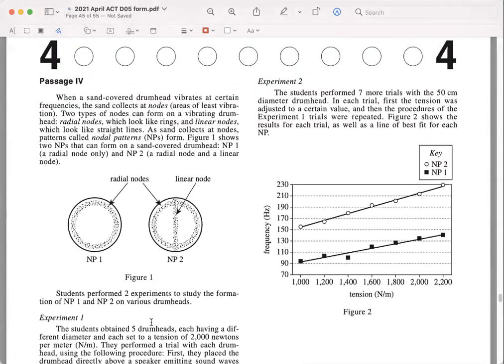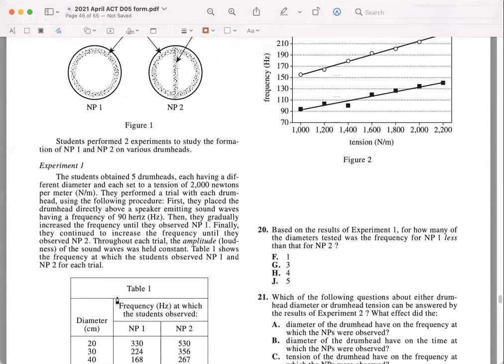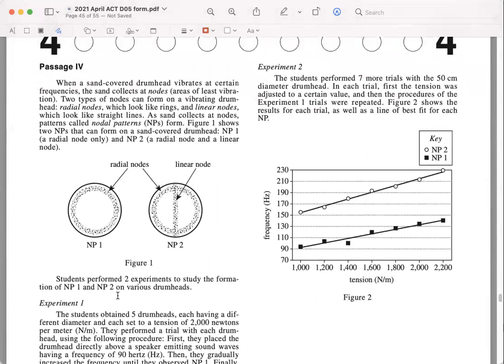In the second experiment, the students performed 7 more trials with the 50 centimeter diameter drumhead. In each trial, first the tension was adjusted to a certain value, and then the procedures of the experiment 1 trials were repeated. Figure 2 shows the results for the trials and presents a line of best fit for each nodal pattern.